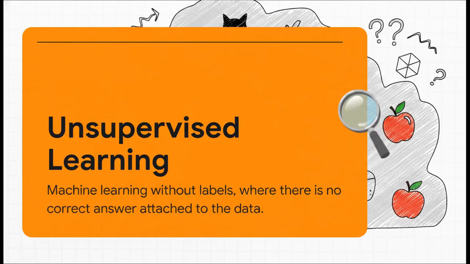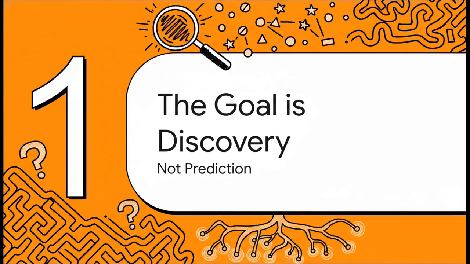When we say unsupervised, what we literally mean is the model is given a pile of data without an answer key. There's no correct answer for it to aim for. It's not being told, hey, this is a picture of a cat, or this is an apple. It just gets this mountain of information and is basically told, okay, figure it out. And because there's no answer key, the entire goal just shifts completely. We're not trying to predict a right answer anymore. Instead, the model is on a mission of pure discovery.